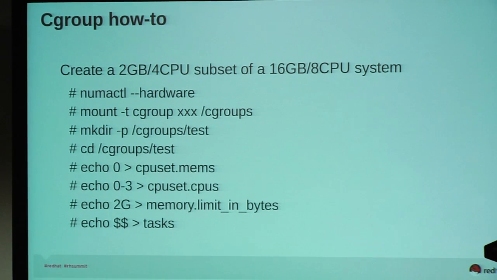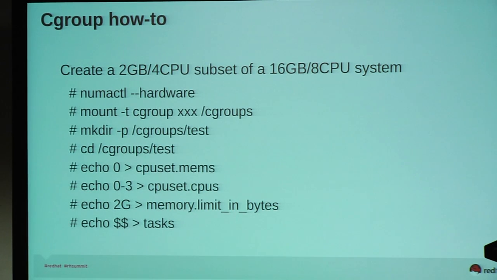The simple command here is numactl --hardware to get that little printout to tell me what the hardware actually looks like. Unfortunately I didn't have space for it on the slide, but it shows the 8 CPUs, 2 NUMA nodes, 16 gigs of memory. CPUs 0 to 3 are on node 0. CPUs 4 to 7 are on node 1, and half the memory is on each one.